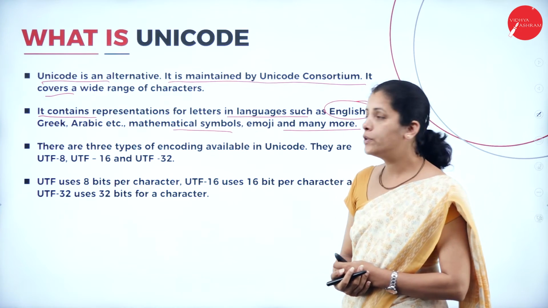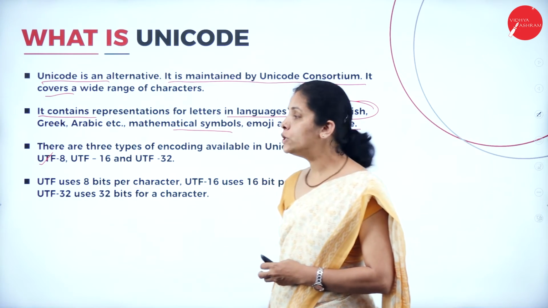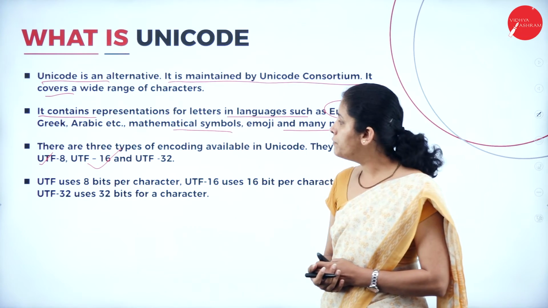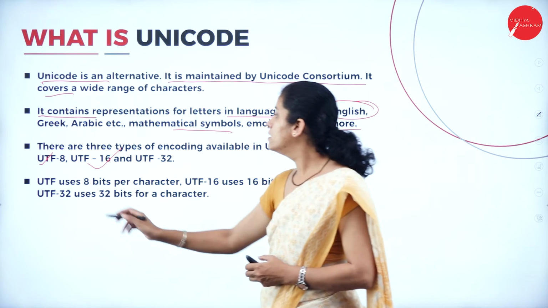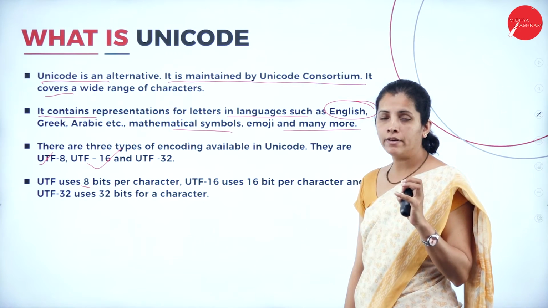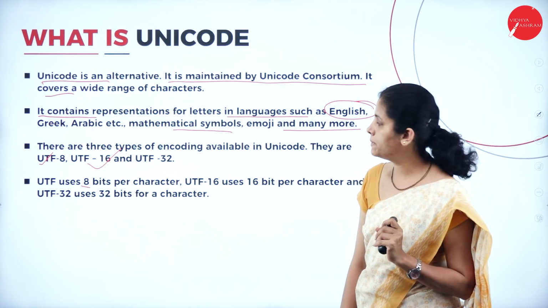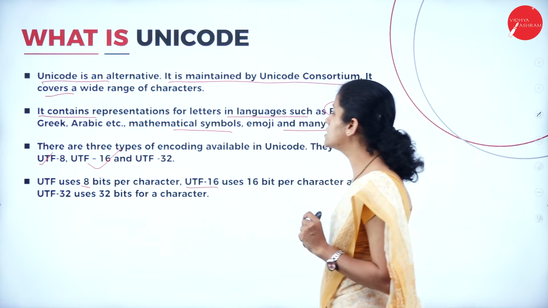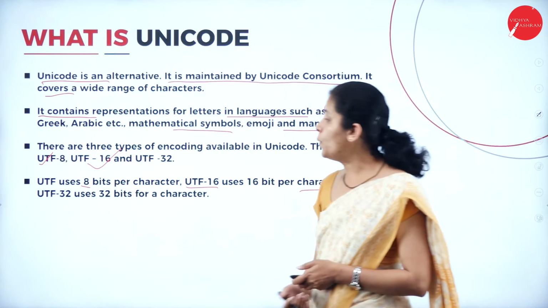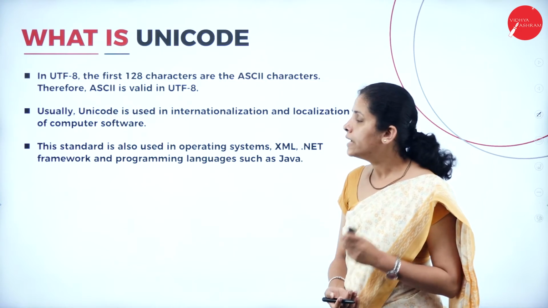There are 3 types of Unicode: UTF-8, UTF-16, and UTF-32. If I go with UTF-8, it uses 8 bits. Suppose I have any character, to represent that it's going to use 8-bit representation. If I go with 16, it uses 16 bits, and if I go with 32, it uses 32 bits for a character.